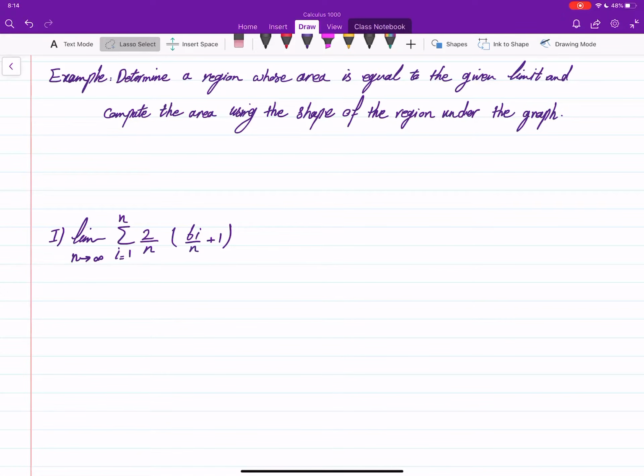Hi, in this video we will do some examples in which we have a sum which gives you the area of some region. Now we have to find what is that region and then use the shape of that region to find the value of that limit. Remember that the limit of the sum of delta x f of xi as i goes from 1 to n, as n goes to infinity, gives you the area of the region under the graph.